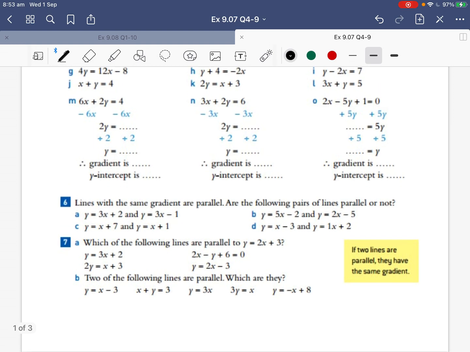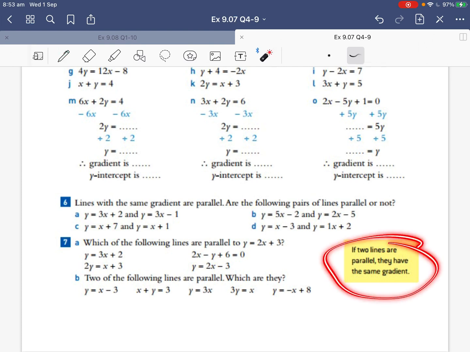What we have for question 6 is you're not doing question 6, so we're not going to go through it. Now, for question 7, we want to know which of the following lines are parallel to y equals 2x plus 3. So if two lines are parallel, they have the same gradient, like it says here.